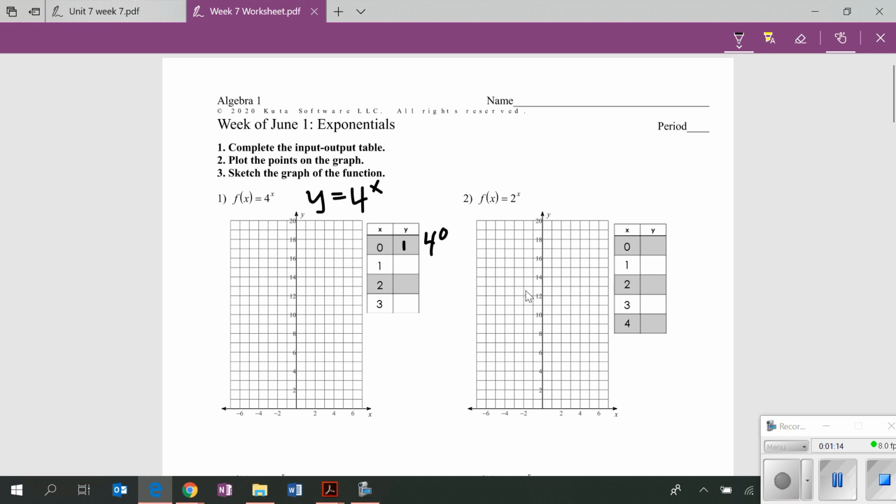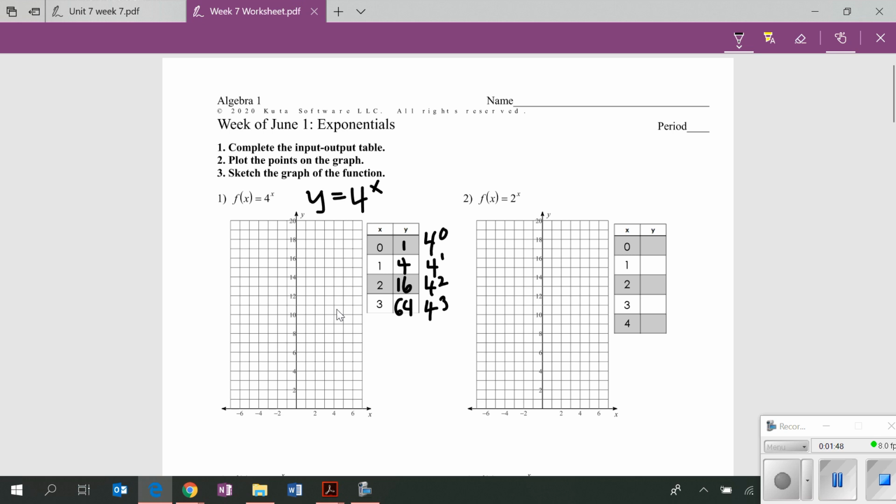X is 1. That's saying 4 to the first power, which means we don't have any pairs of 4. It's just 4 all by itself. So it is 4. When x is 2, 4 to the second power, that's 4 times 4, so we've got 16. And when x is 3, 4 to the third power, that's 4 times 4 times 4, or you can take 16 times 4 to get 64.